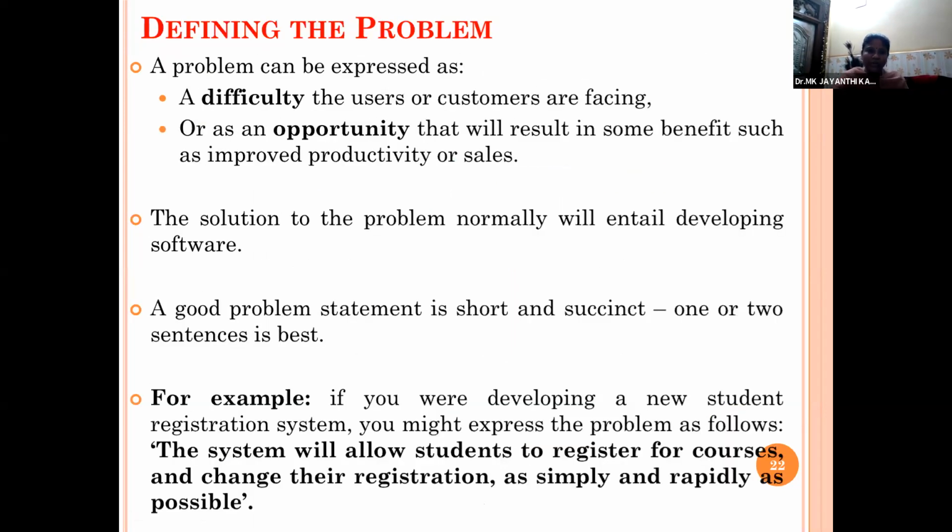Any doubt in defining the problem? Any doubt?